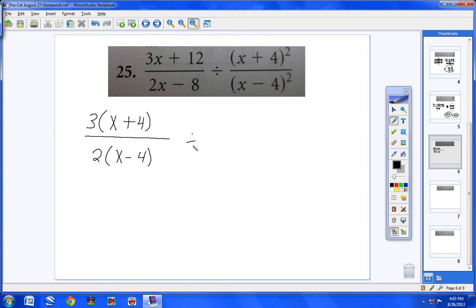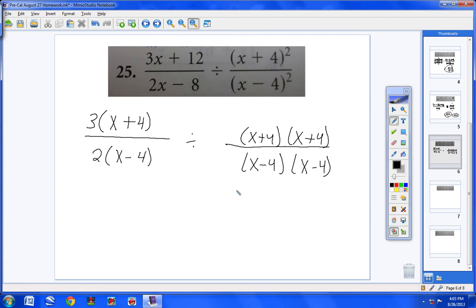Now, there's no more factoring we can do, but we do have x plus 4 to the second power. I'm going to go ahead and do this. I think students see it better. I'm just going to go ahead and put x plus 4, and then for the denominator, x minus 4, x minus 4. So there, step 1 is done. We have factored all that could be factored.